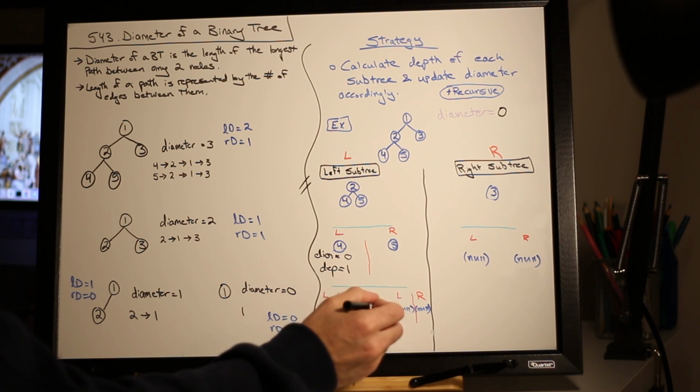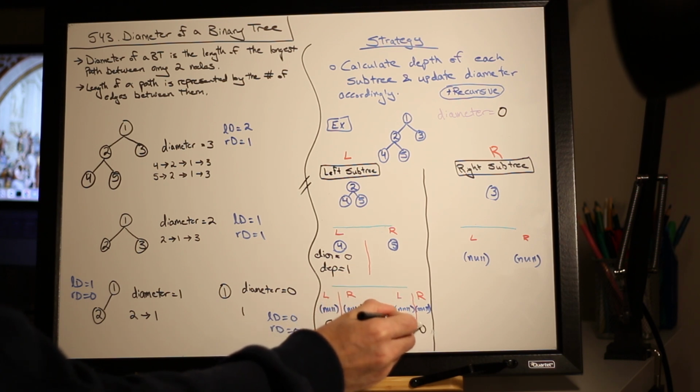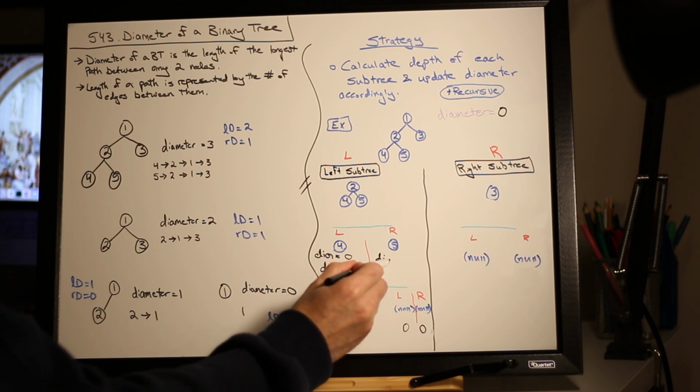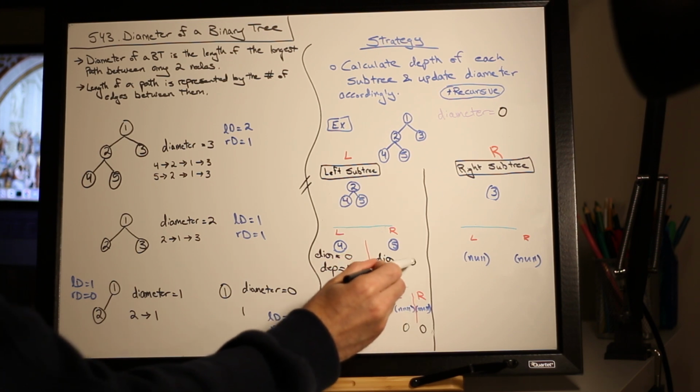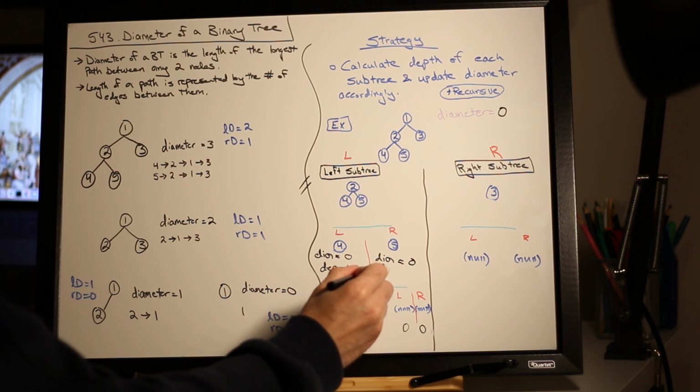Similarly, we have the exact same situation with the right subtree, where it's making the left and right subtree calls of null or empty. They'll return 0, and then we can calculate the diameter is just 0 plus 0, which is going to end up 0, and then the depth of this is also 1. It's just a single node.